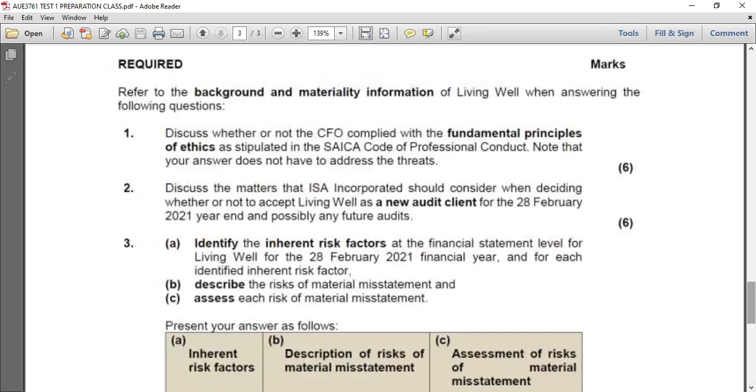Discuss, that's number 2, the matters that ISA Incorporation should consider when deciding whether or not to accept Livewell as a new audit client. Right. From our previous sessions, I think you remember those things that we said you should look out for. Number 1, you should look at the financial reporting framework. Are they applying the correct financial reporting framework? Number 2, you should look at the auditee themselves. Is it a client that can be audited? You are looking at the industry. Is it an industry that you can comfortably audit?